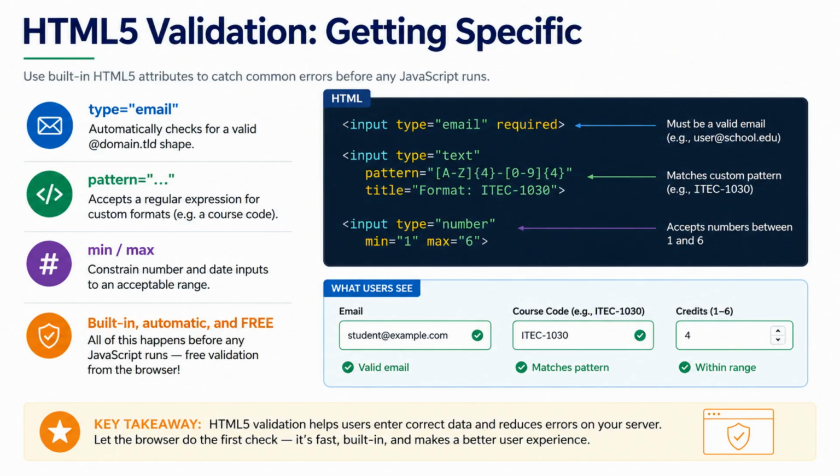More specific HTML5 validation beyond required. Type equals email automatically checks for a valid @domain.tld shape. Pattern accepts a regular expression for custom formats. The slide's course code example, A to Z 40 to 94, is worth walking character by character, since regex syntax is new. Min/max constrain number and date inputs to an acceptable range. Land the big picture point. All of this happens before any JavaScript runs at all. It's free validation straight from the browser.